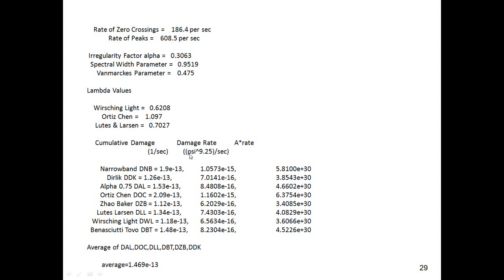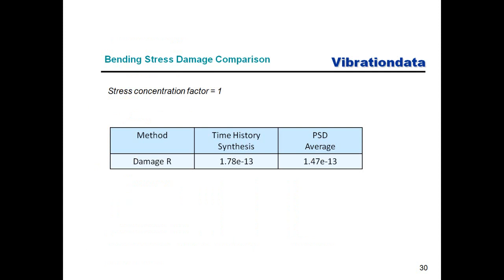And this little format here is not quite the neat and tidy format it should be. The 1/2 actually should go over under damage rate. But here's our meta statistic, the average of the 6 best methods. So if we take the average of the 6 best methods and compare that to the result from our time history synthesis, again, this is both for a stress concentration factor of 1, you can see that those values agree reasonably well.